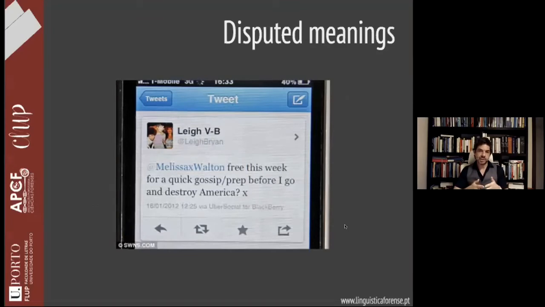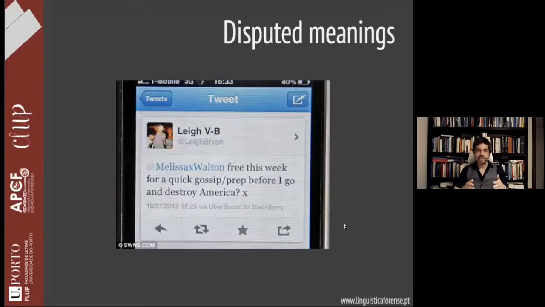Probably you heard about this case. Some years ago, Brian Lee posted a tweet inviting a friend to catch up before he went on holidays to Los Angeles. On arrival at Los Angeles airport, he and his friend were arrested. They were questioned as suspects of terrorism, and then they were sent home. So they were not allowed in the States. The phrase "before I go and destroy America," which is in his tweet, which he argued meant he simply wanted to go and have a good time and fun in America, was interpreted differently by the US Department for Homeland Security, who took it as a threat.